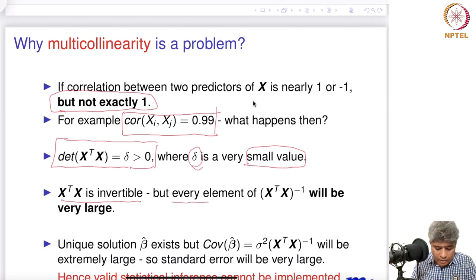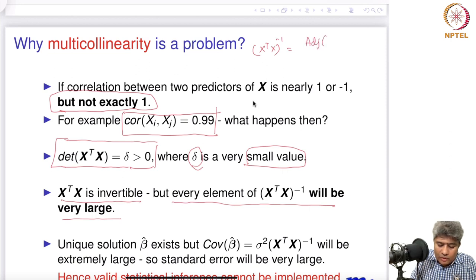But every element of (XᵀX)⁻¹ will be very large. Because what is (XᵀX)⁻¹? It is the adjugate of XᵀX divided by the determinant of XᵀX. Now, if the determinant of XᵀX is a very small value, then you are dividing every element of the adjugate of XᵀX by a very small value. Effectively, that will make every element of (XᵀX)⁻¹ very large.